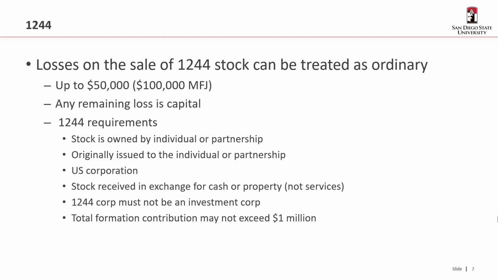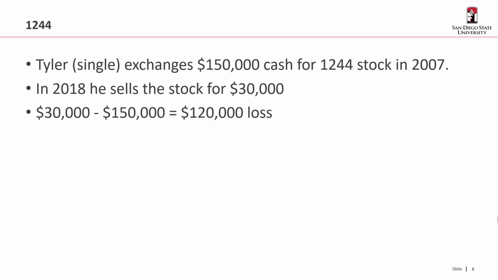It has to be issued by a U.S. corporation. It needs to be in exchange for cash or property, not for services provided by a shareholder. And the 1244 corporation must not be what's known as an investment corporation, which basically just holds a bunch of investments as opposed to operating a business. And lastly, the small business cap is that the total contribution by everyone at the time of the formation of the corporation may not exceed $1 million. So again, it's built for small businesses.